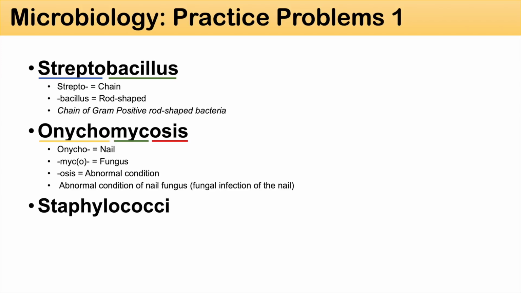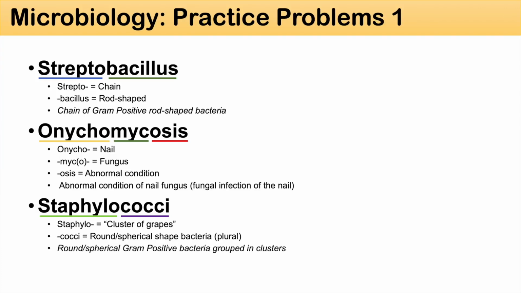The next one we're going to look at is staphylococci. Because we see or hear about staphylococcus a lot, what does it actually mean? It's good to practice what this actually means. If we break it down, staphylo means a cluster of grapes, and cocci is the plural form of coccus, which means round or spherical shaped bacteria. So staphylococci means round or spherical gram-positive bacteria grouped in clusters, and that's exactly what you see when you look at it under the microscope. That's how we know it's staphylococcus, because it's a big cluster of round-shaped bacteria that are gram-positive after a gram stain. So that is why a staphylococcus is named the way it is.